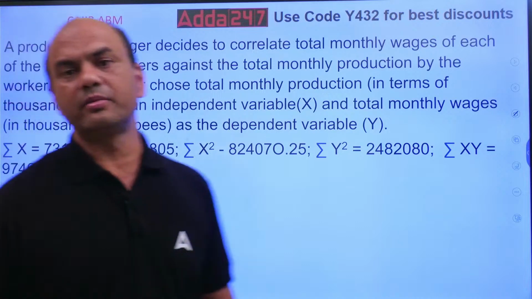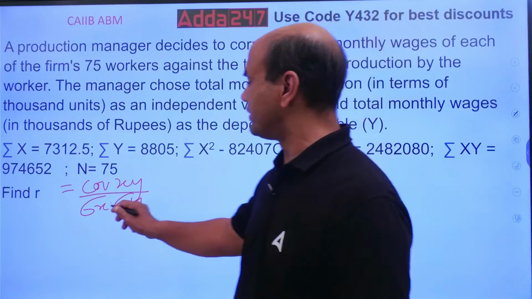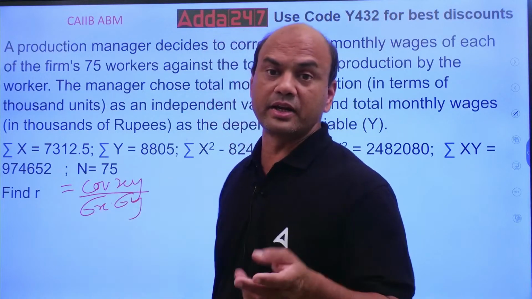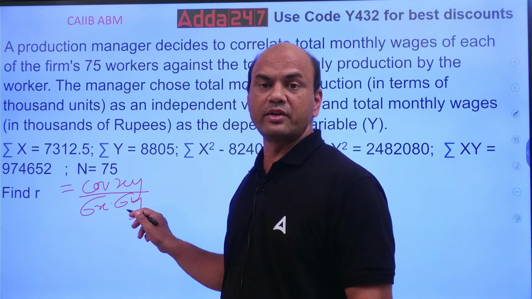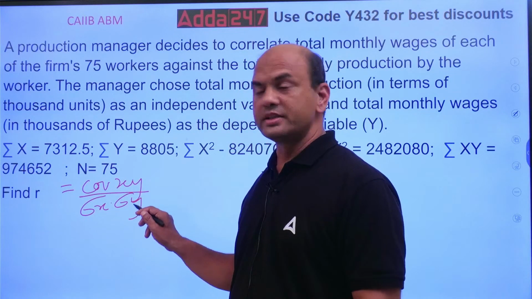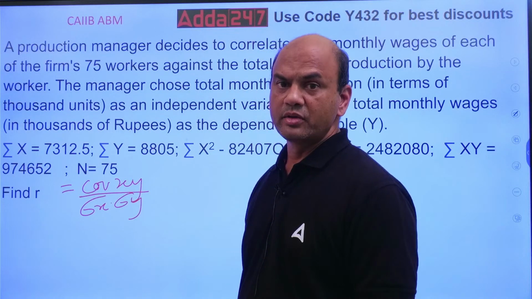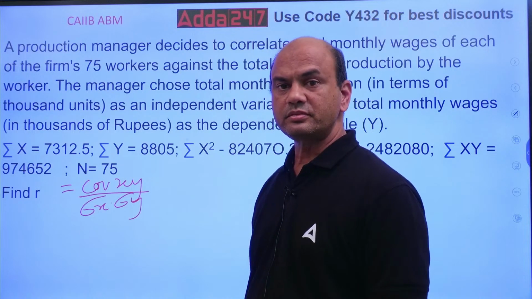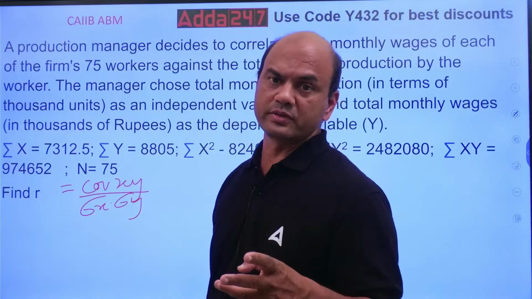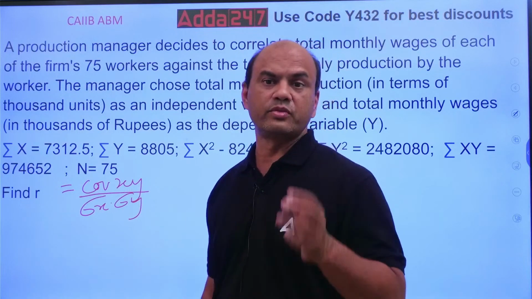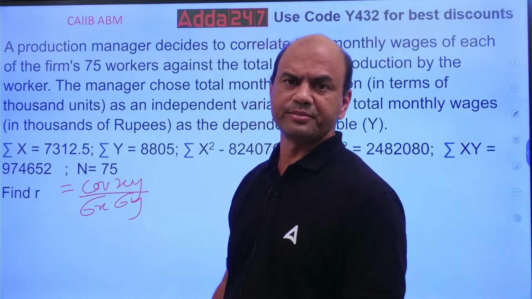Standard deviation, kindly remember, is the square root of variance. So standard deviation of X is the square root of variance of X. Standard deviation of Y is the square root of variance of Y. For this, you need to find variance of X, variance of Y and covariance of XY. Formulae are similar for all the three.